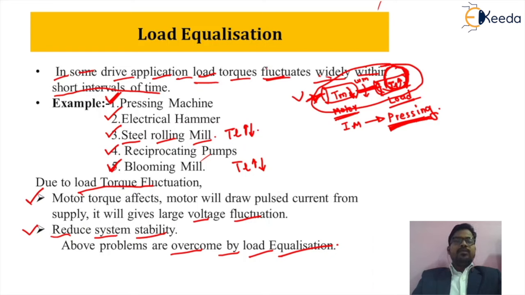Then the next question that comes to mind is, what do we mean by load equalization? Due to the fluctuation of load torque, the voltage fluctuates and the stability of the electrical drive is reduced. So in load equalization, we connect a flywheel to the motor load combination shaft. Due to that, the load fluctuation is reduced, and such a process is called load equalization.